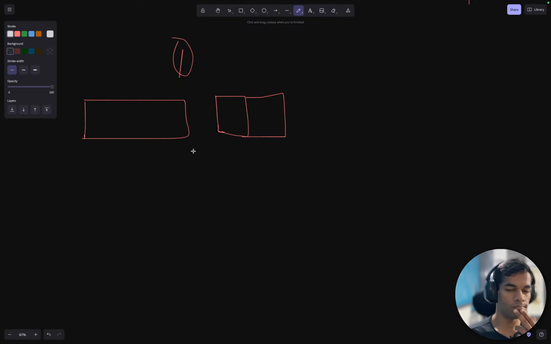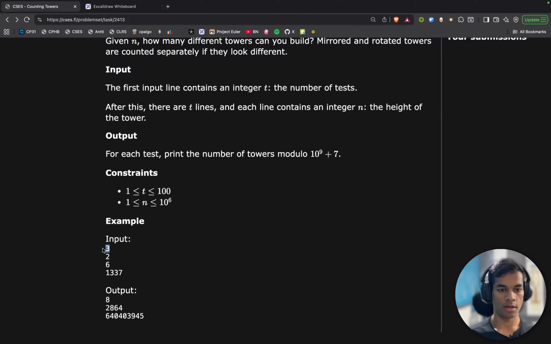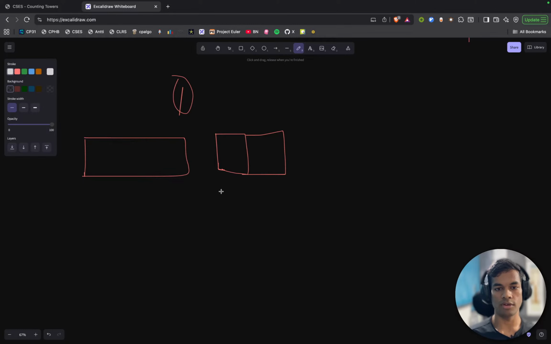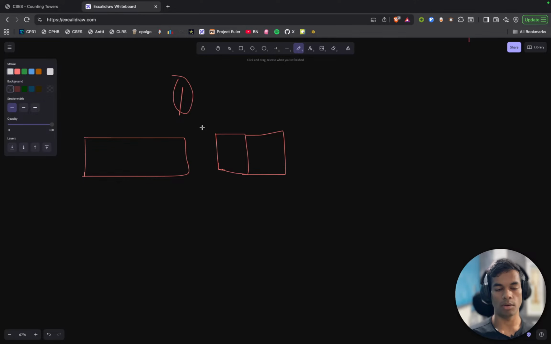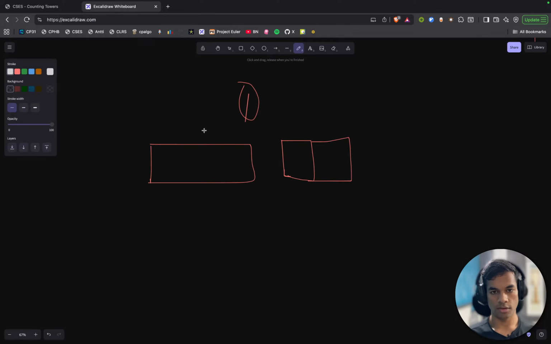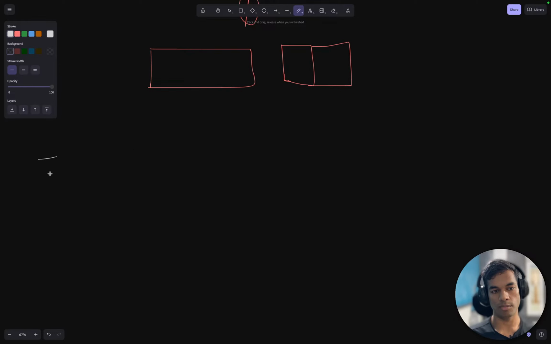Choices, choices. Okay. And the only thing that we get is the number of test cases and the value of n, which is the height of our tower. And since we are getting a lot of test cases, the answer for n is not going to change. So we will probably have to pre-compute stuff and then answer every test case in constant time from the lookup table that we will create. Okay, so we have to write a recurrence function for this dynamic programming question.